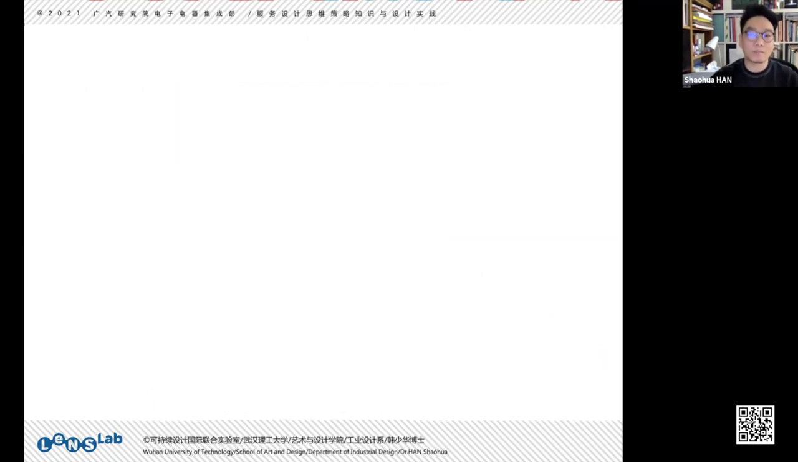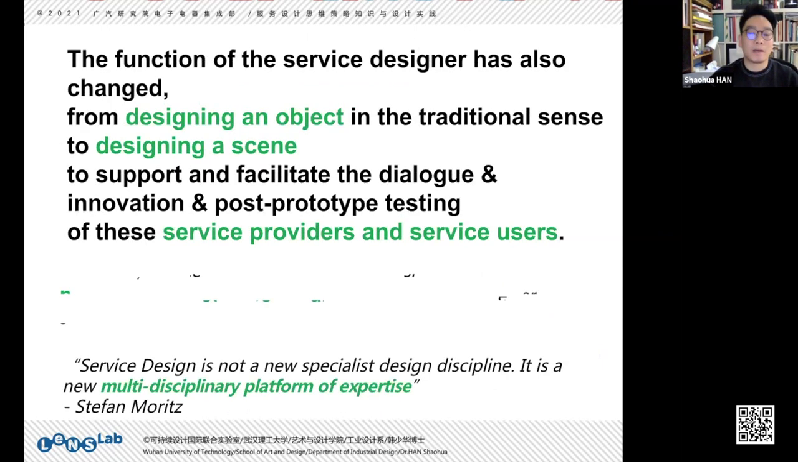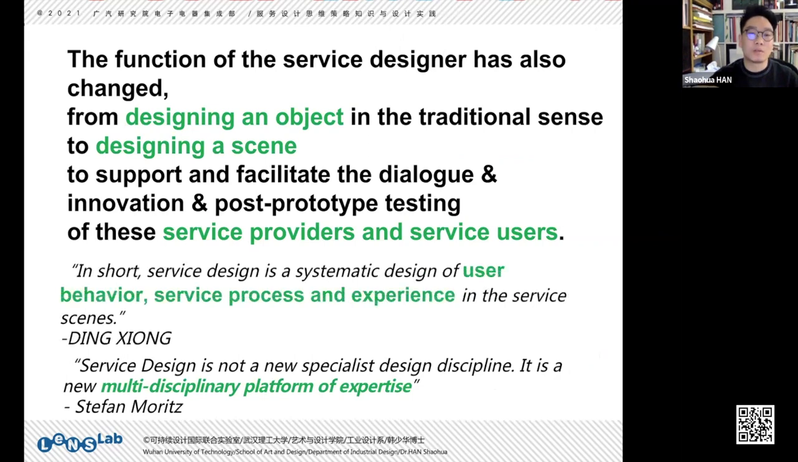So that's the picture I loved to show clearly what service design is. But we also need to know that the function of the service designer has changed from designing an object in the traditional sense, in the product design time, to designing a thing to support and facilitate the dialogue, the innovation, and the post-prototype testing of these service providers and service users.